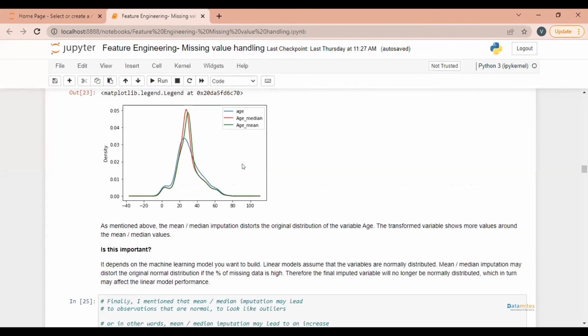Why is it important? There are some models, let's say linear regression, which assume the dataset has a normal distribution. So if the distribution of the variable is getting distorted, then it may affect the performance of the model later. We also have to make sure that this technique is only applicable when very little data is missing. If at most 5% of data is missing, then we can go for mean or median imputation.